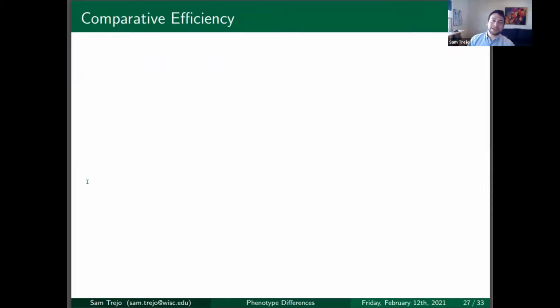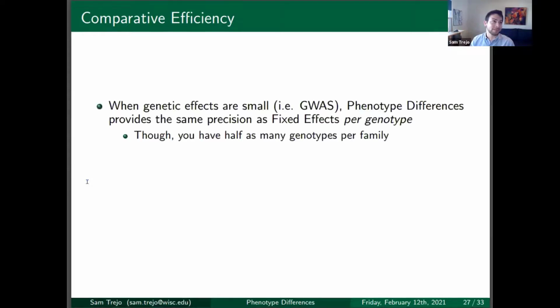So, comparative efficiency. One thing that I'm saying is that this method will allow us to increase our sample sizes to make causal genetic inferences. But you can't just have less data and get away with the same result. That seems too good to be true. And you do take a power hit.